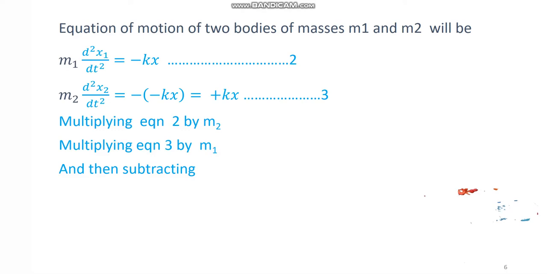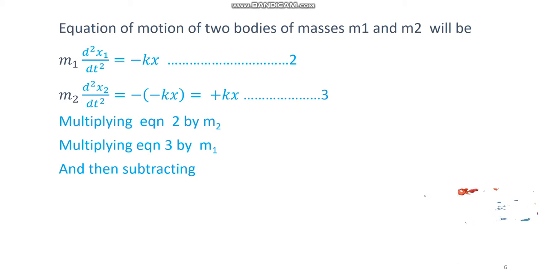Then we have to write down the equations of motion of the two bodies M1 and M2. For the first body, m1 d square x1 divided by dt square is equal to minus kx. This is very similar to your F equal to ma. This is mass m1 and this is the acceleration part. The second derivative of the displacement is acceleration, equal to the restoring force, that is minus kx.